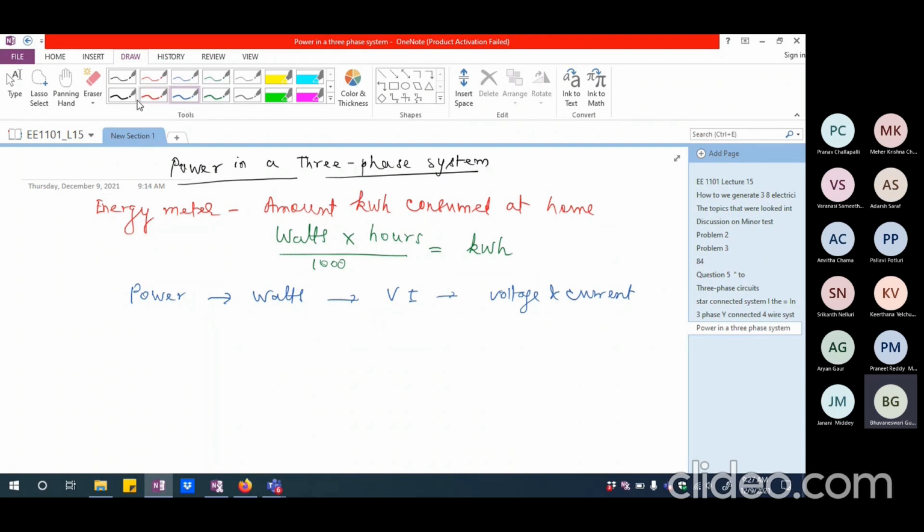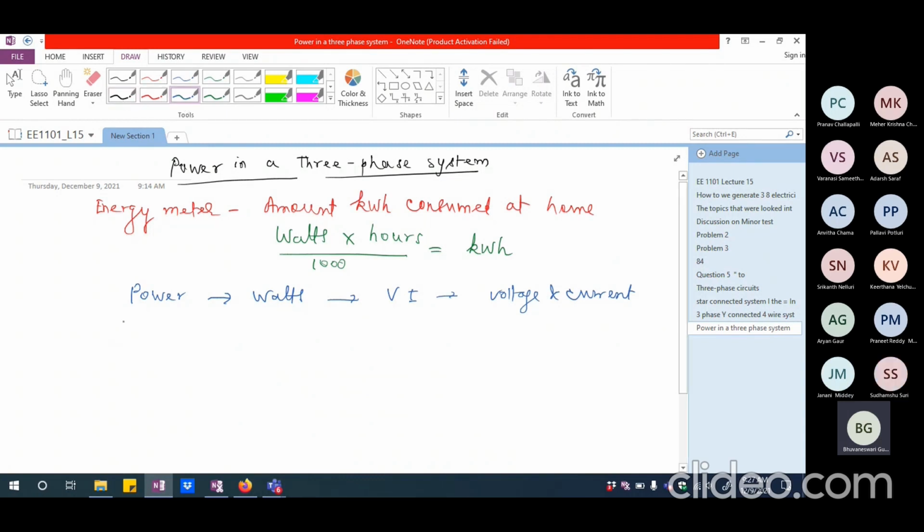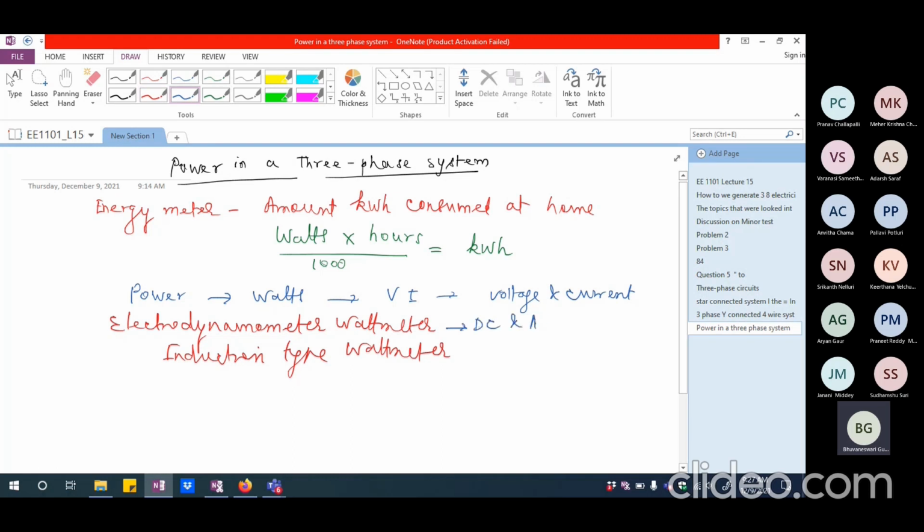Okay. So for this, generally there are two types of instruments that are used. One is called the electrodynamometer wattmeter, and the other one that is normally used in AC circuits particularly is the induction type wattmeter. These are the two types of wattmeter that are used very commonly in many of the systems. The electrodynamometer wattmeter can work in both DC as well as AC, whereas the induction type will work only in AC.